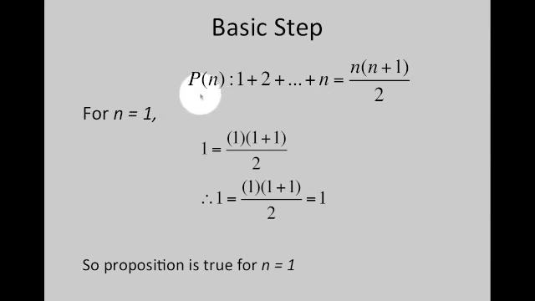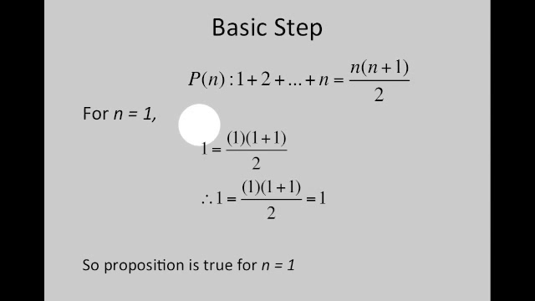Mathematical induction, obviously. Okay, so we start off with the basic step. We have P(n), that's the proposition. This is the proposition over here. And the basic step is the lowest possible thing you can have. In this case, it is all positive natural integers. So n equals 1 is the smallest one. So we need to show that the proposition is true for n equals 1.